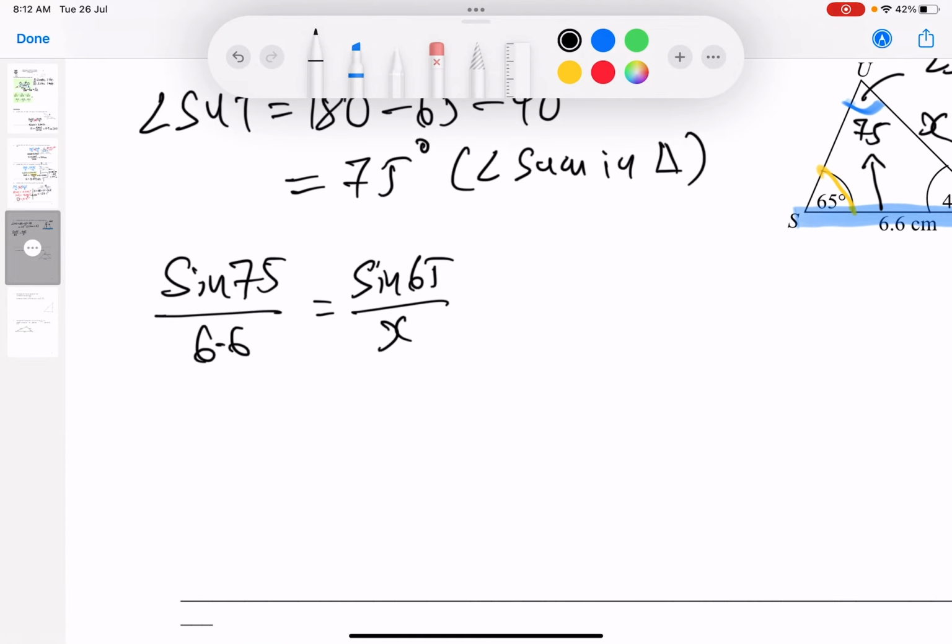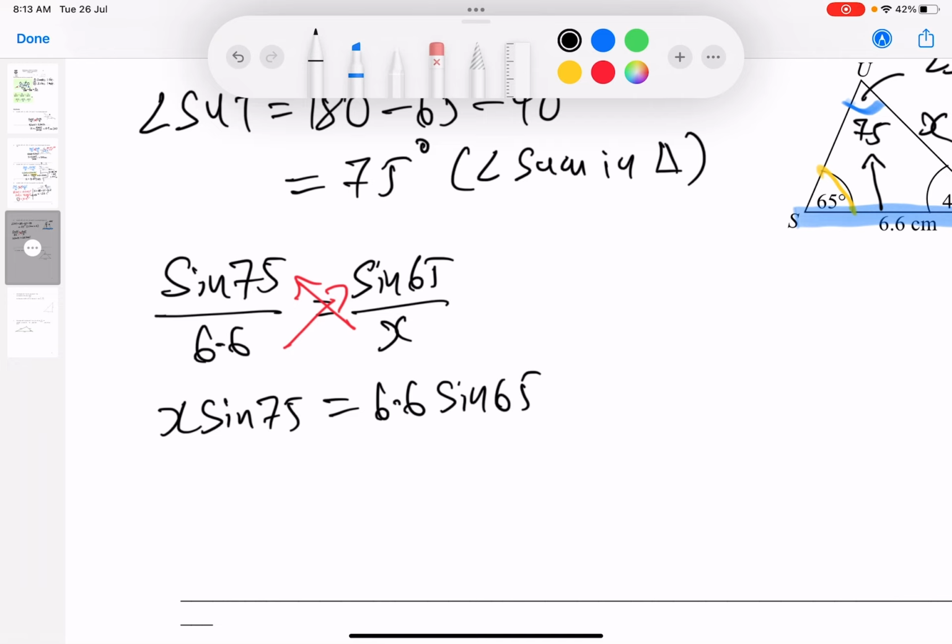At this stage, I'll do it step by step because I realized yesterday that some of you were a little bit lost finding the value of X. So we're going to do this step by step. Once we are here, the first thing we want to do is to cross multiply. So we cross multiply, we follow the arrows. I'm going to get X sine 75 is equal to 6.6 times sine 65.